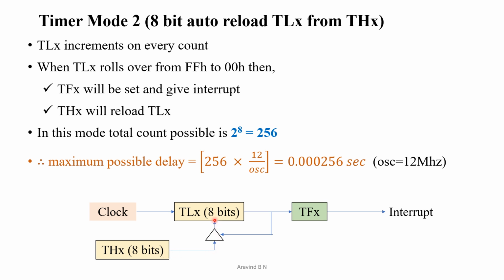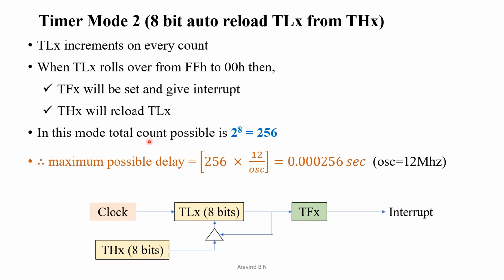So manually every time it is not required to be loaded to the TL. So once we load to the TH, automatically in this mode the TL will get reloaded again. So this is how a typical 8-bit timer is going to work. Getting into the theory of it, TLX increments on every count. Then when TLX rolls over from FF to 00, then TFX will be set and provides an interrupt. Then TH will reload the TL.